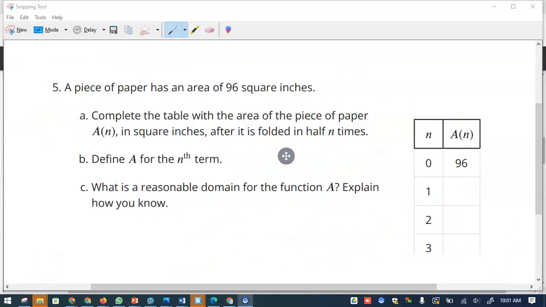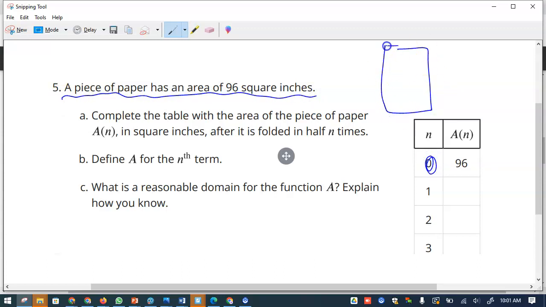Okay, a piece of paper. This is the fifth problem. A piece of paper has an area of 96. So in the beginning, the paper is 96. That's all this is. This means A of 0. And then complete the table with the area of a piece of paper in square inches if it is folded in half n times. So when you do one fold, it becomes half.